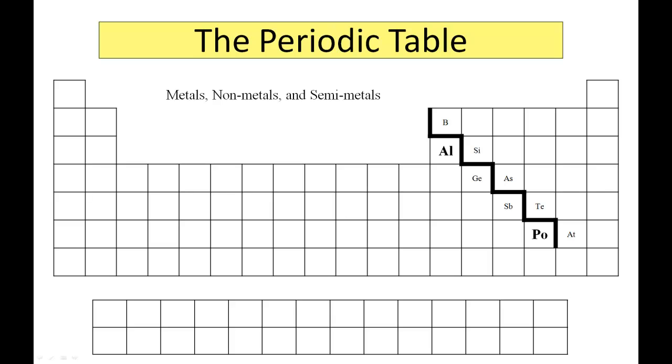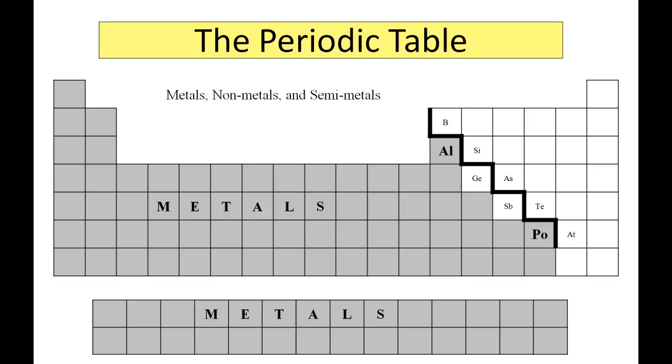The periodic table also has a diagonal line that separates our metals from nonmetals. Those elements that are to the left of the diagonal line are considered metals. Those elements to the right are considered nonmetals. The elements I have listed here in pink that touch the diagonal line are called semimetals or metalloids.